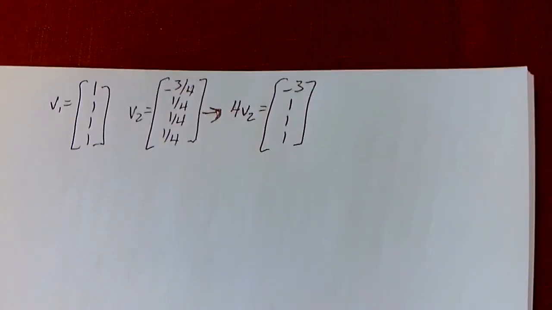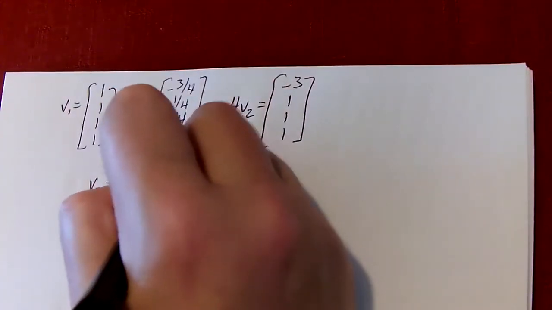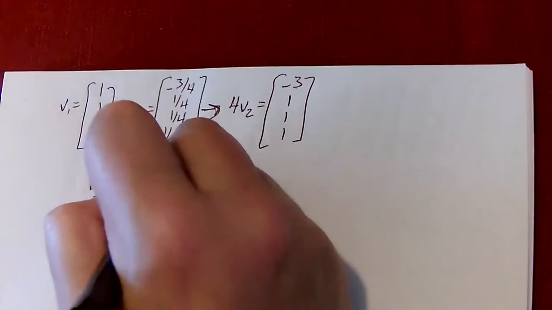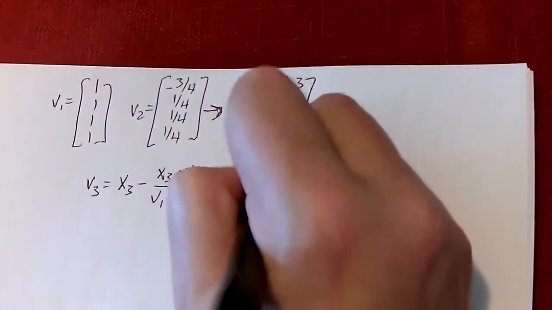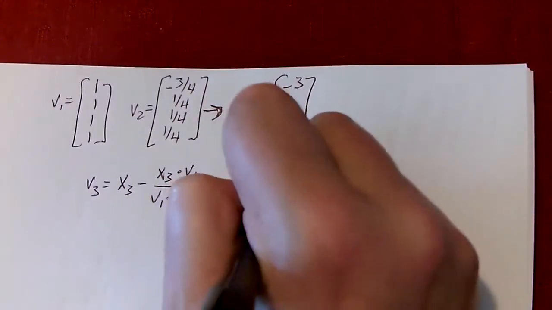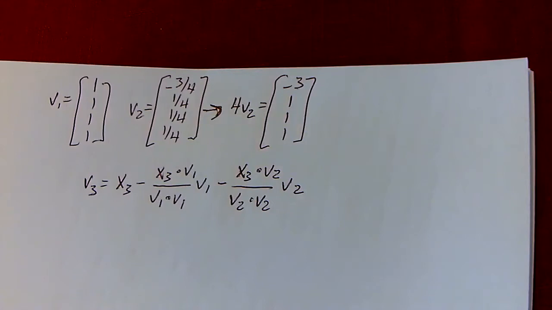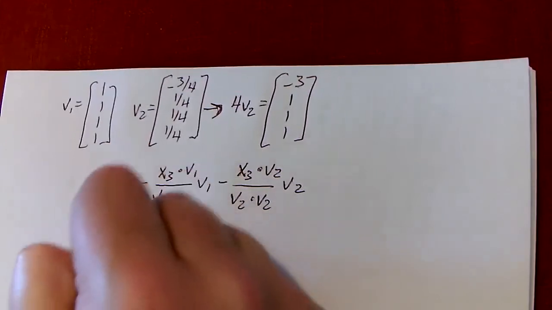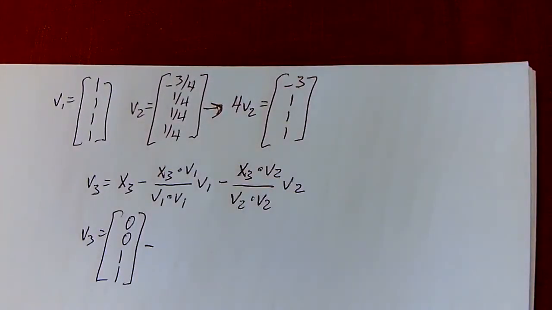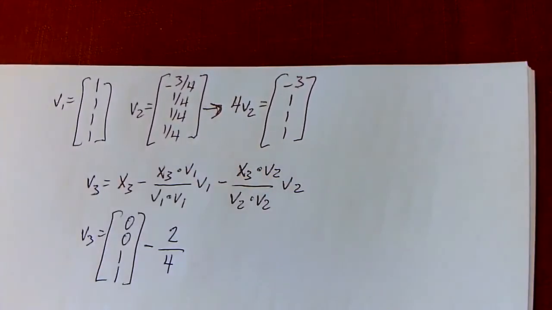Okay, so v3 now, we're going to do x3 minus x3 dot v1 over v1 dot v1 times v1 minus x3 dot v2 over v2 dot v2 times v2. Let's remember what x3 was. x3 is 0, 0, 1, 1. So v3 is going to be 0, 0, 1, 1 minus, okay, x3 dot v1 is 2. v1 dot v1 is still 4.